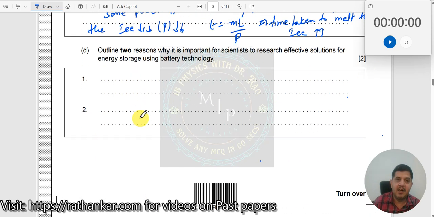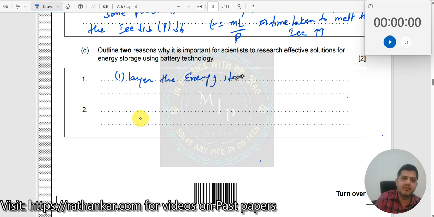Then: give 2 reasons why it is important for scientists to research effective solutions for energy storage using battery technology. Why do we need to go for battery storage, energy storage? The first one: the larger the energy storage, what can you do? You can get cost reduction.